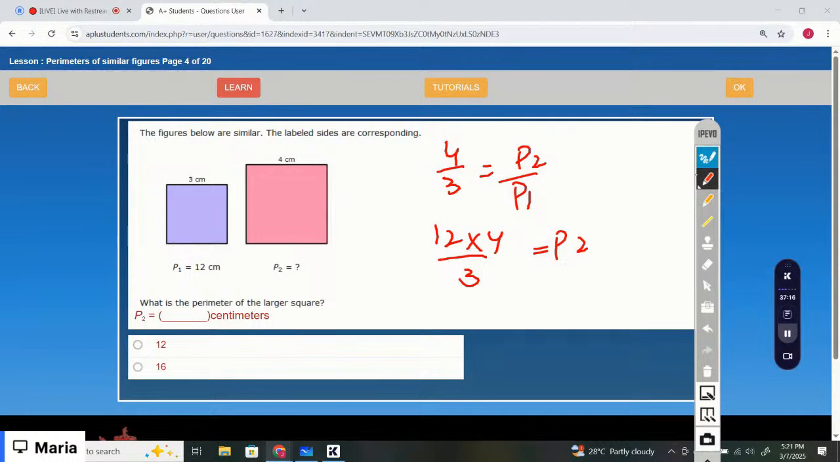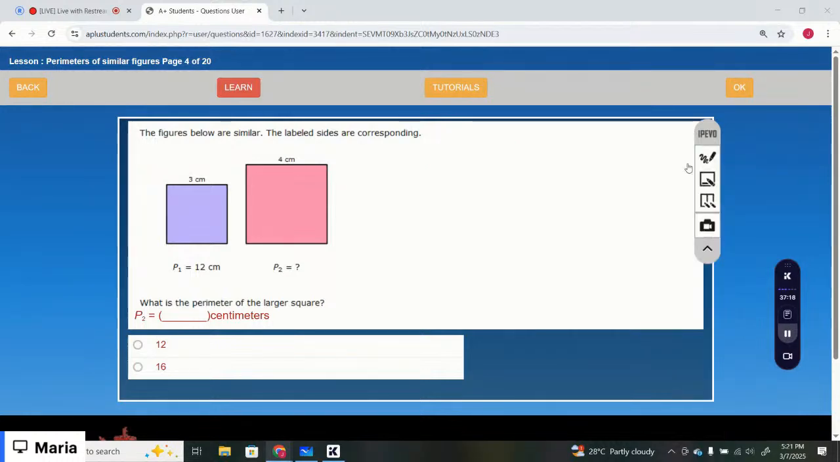That is 16. Option number 2 is the correct option. Okay, you can complete the lesson by yourself for today. Let me just move on to the next lesson.